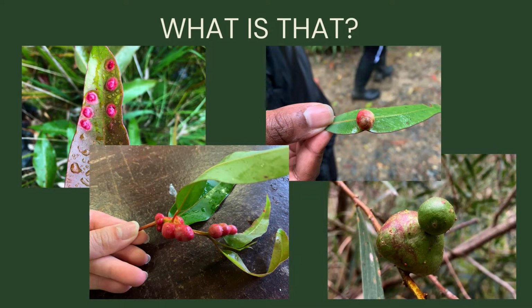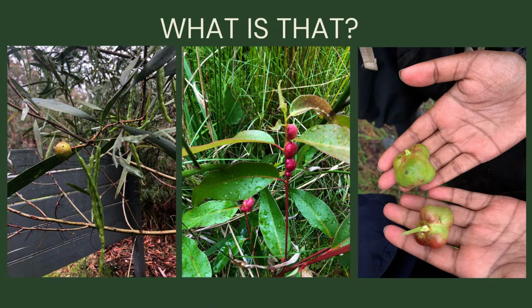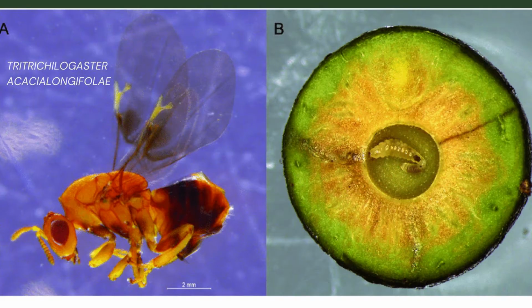When exploring around trees, you may have noticed growths that look like these on a plant's leaves, fruits, stems, branches, or roots. These abnormal growths are called galls and are a result of an interaction between a gall-inducing insect, mite, bacteria, fungi, or virus with the plant. In Australia, a common gall-inducing insect is the Trichilogaster acaciaelongifoliae wasp.